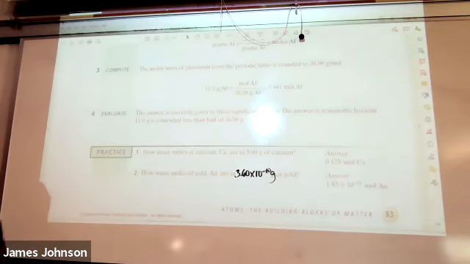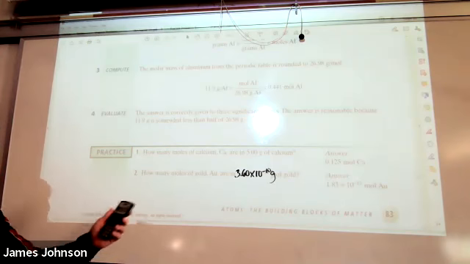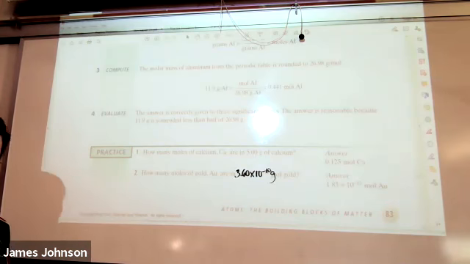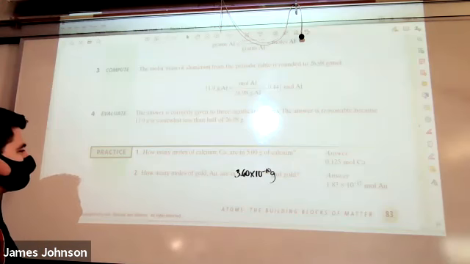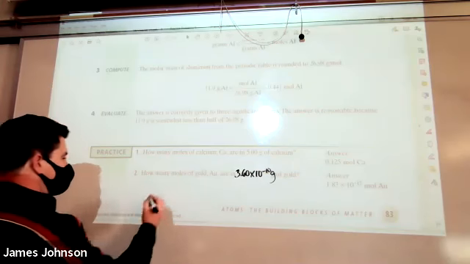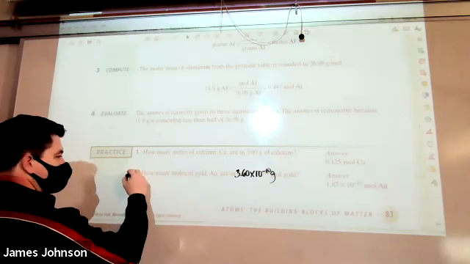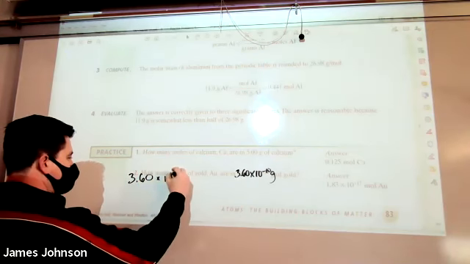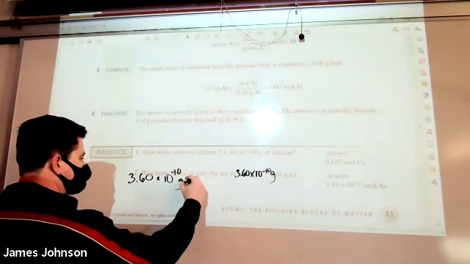Okay, so please follow my line of reasoning for how to do these. The reason I'm telling you this is because it works more often than any other mental procedure that I've come across, at least for me. All right. So we've been given 3.6 times 10 to the negative 10th grams of gold.